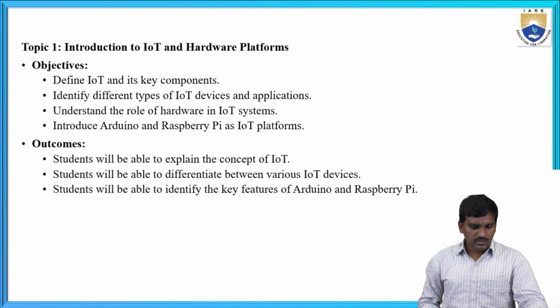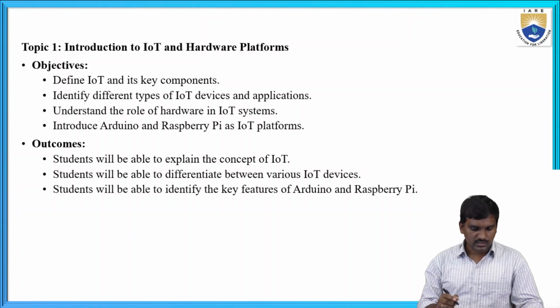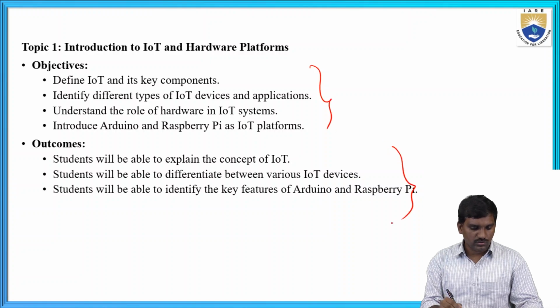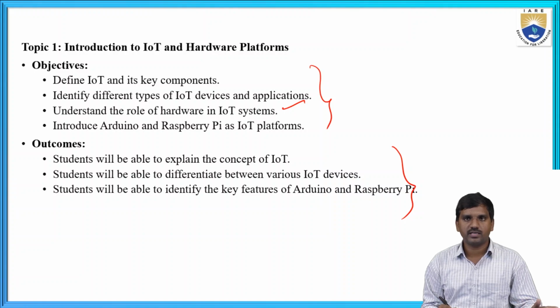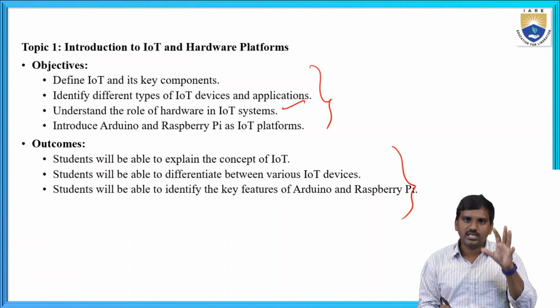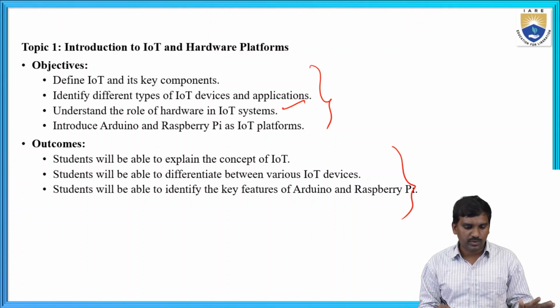So here is the topic: introduction to IoT and hardware platforms. The objectives and outcomes we already know. Objectives include defining IoT and its key components. What are the key components available in IoT? Identify different types of IoT devices and applications. Every device has different applications, and we have to discuss them. And understand the role of hardware in IoT systems, and introduce Arduino and Raspberry Pi platforms. That is the very essential part of IoT platforms: Arduino and Raspberry Pi. Very important.